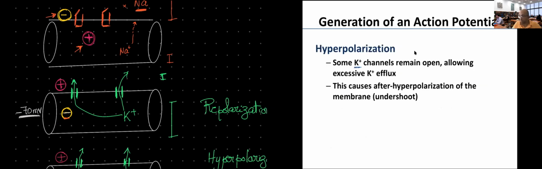Some potassium channels are going to remain open even after I reach the resting membrane potential. This creates a hyperpolarization state. The cell membrane is going to become more negatively charged than its resting state.